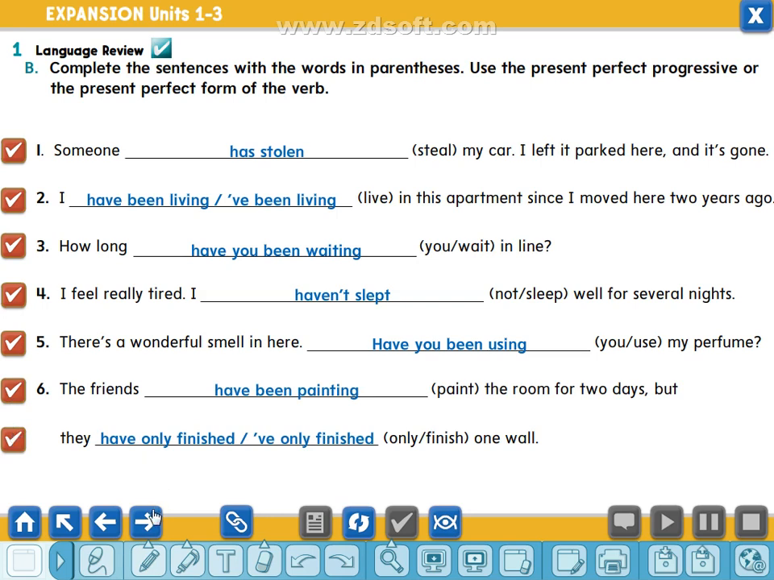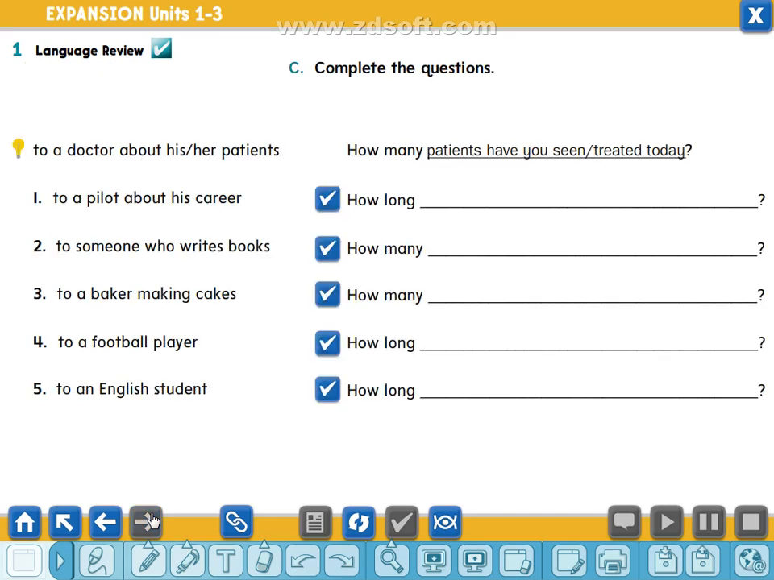Now let's turn to the next question. Language review. Complete the questions. Try to guess the question for these phrases. To a doctor about his or her patients. What is a possible question for him? How many patients have you seen or treated today?